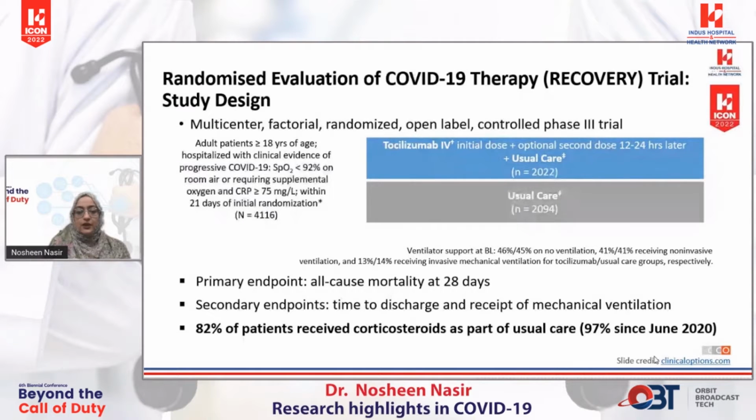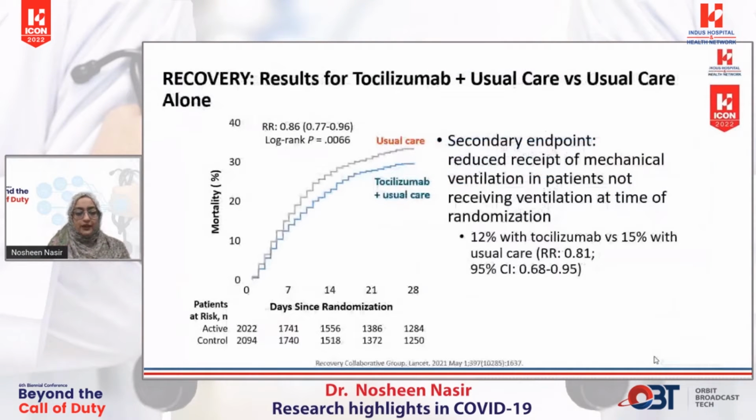It was in severe to critically ill patients, in whom they gave tocilizumab intravenously as an initial dose, and an optional second dose was given 12 to 24 hours later in patients who did not respond well to the initial dose. In addition, they gave the usual care, and the control group was patients receiving the usual care. What they found was a significant improvement in mortality in the patients who received tocilizumab in addition to usual care.